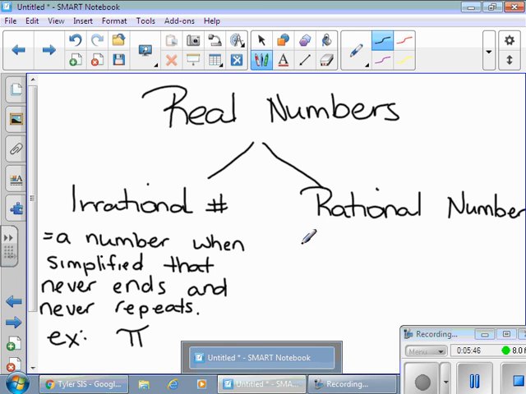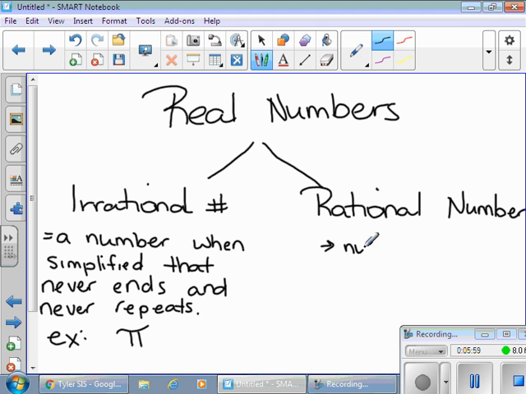Now, the next type of number that I have is called a rational number. This is a number that's going to end. So this is a number that can terminate.